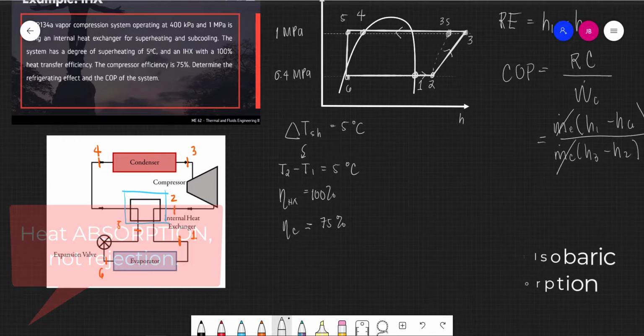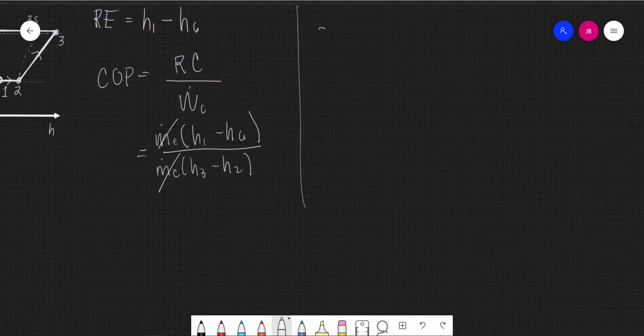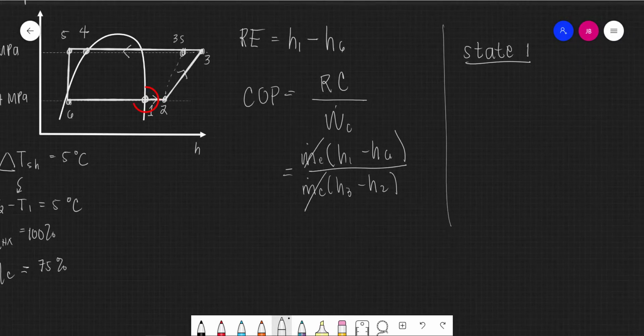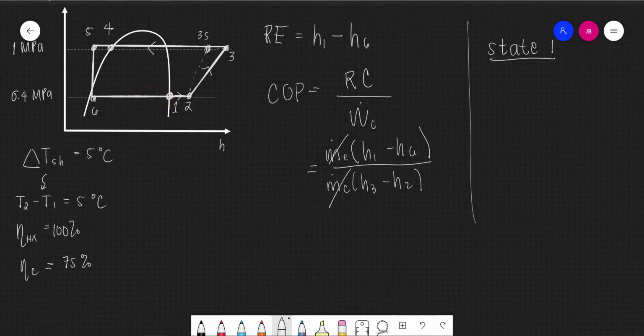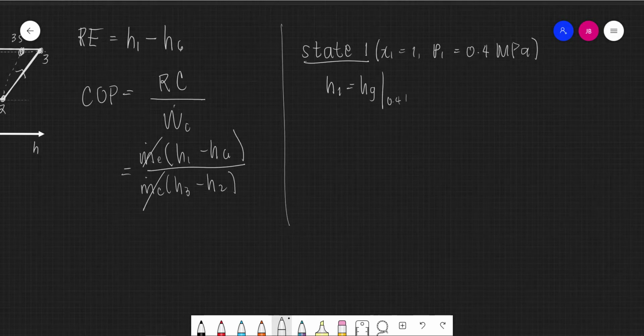Let's now solve for the different states in this problem. We have state 1, and sabi natin sa state 1, ang quality dito sa evaporator outlet is equal to 1 because it is saturated vapor. Also, it has a saturation pressure of 0.4 megapascals. Evidently, X1 is 1 and P1 is 0.4 MPa. We can say that H1 is basically equal to Hg, which is the vapor enthalpy at 0.4 megapascals.